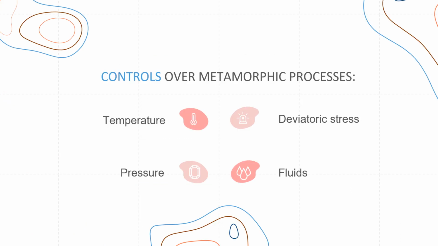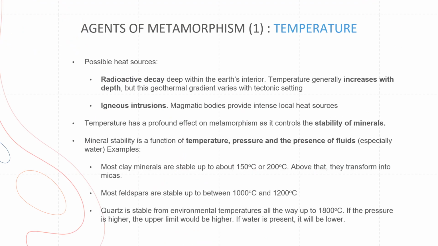Okay, so now we're going to move forward and talk about the controls over metamorphic processes. So we've touched briefly on two of the main key players, which are temperature and pressure. But we also have the influence of deviatoric stress and fluids. Let us start with the first agent of metamorphism, which is temperature.